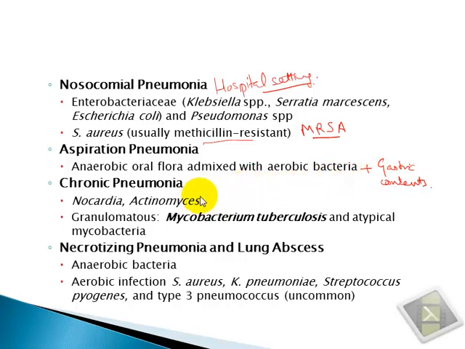Now we have chronic pneumonia, which may be caused by nocardia, actinomyces, or which may lead to granulomatous inflammation. For example, the chief here is the Mycobacterium tuberculosis, coccidioidomycosis, histoplasmosis. Lung infections may also lead to necrotizing pneumonia, and finally lung abscesses. The main culprits are all anaerobic bacteria. You also have Staph aureus, Klebsiella pneumoniae, Streptococcus pyogenes, types of pneumococcus, and so on, which may also lead to lung abscesses.